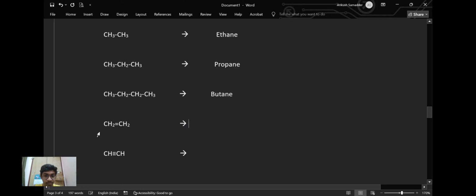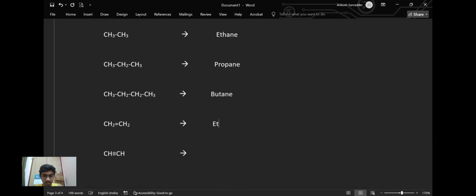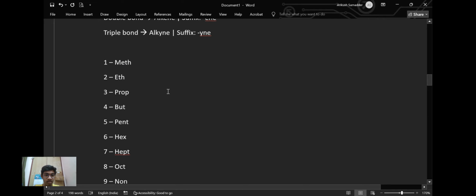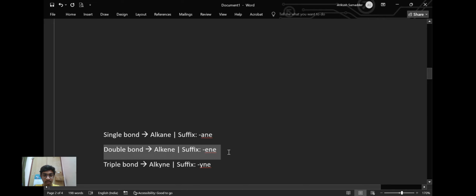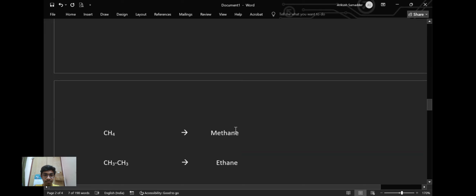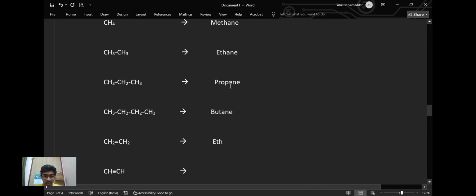Okay. So here, as you can see, a double bond is there in between, and two carbons are there. Two carbons are there, and a double bond is there. So it will be eth. For double bond, we use ene. From alkene, you use ene. Here you can see from double bond, alkene, ene is used. So ethene.